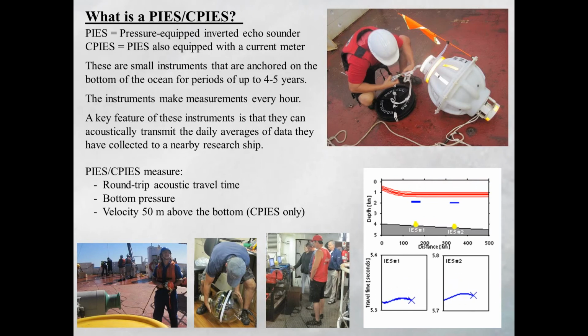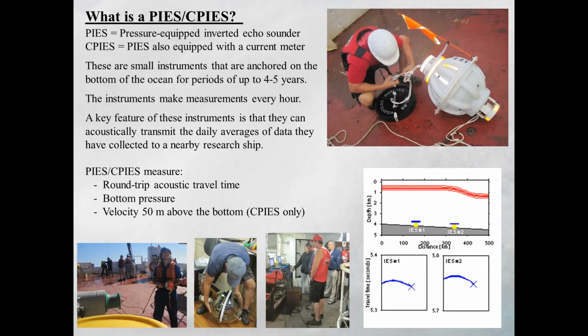They measure 2 or 3 things, depending on whether we're talking about a PIES or a CPIES. A PIES measures round-trip acoustic travel time and bottom pressure. If we talk about a CPIES, which is the instruments the Brazilians have, there's also a current meter 50 meters above the bottom. I'm not really going to talk about the current meter data today, so from now on I'm just going to talk about everything as if they're a PIES.